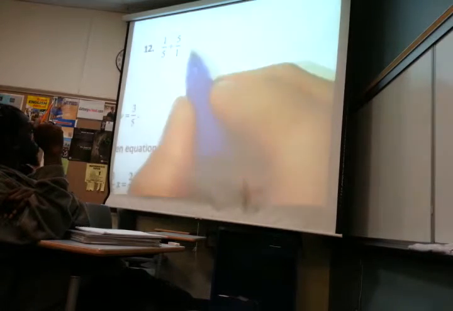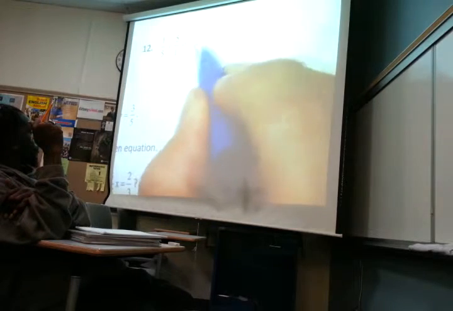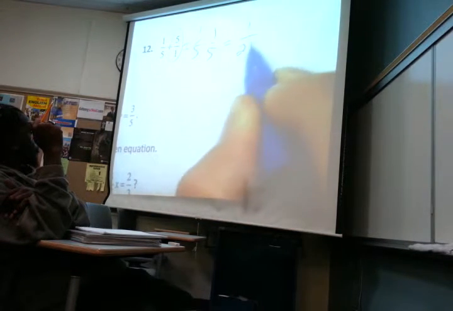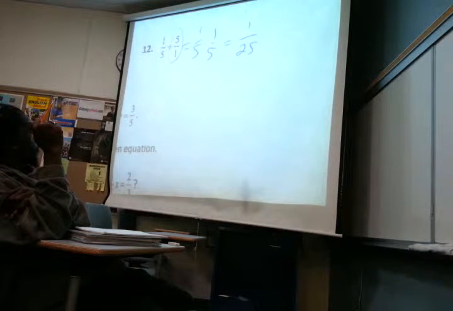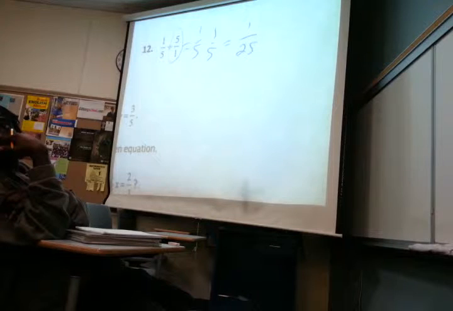Finally, real quick, number 12 is basically the same idea. Flip this one. So 1/5 times 1/5, 1/25. And really, what that says is if I take 1 divided by 5, and then divided by 5 again, I've actually divided by 25 total, haven't I? If I cut something in 5 parts and I cut it in 5 parts again, I've cut it into 25 parts. That's all that's trying to say.